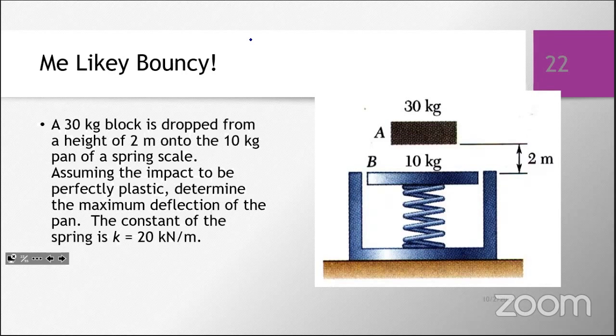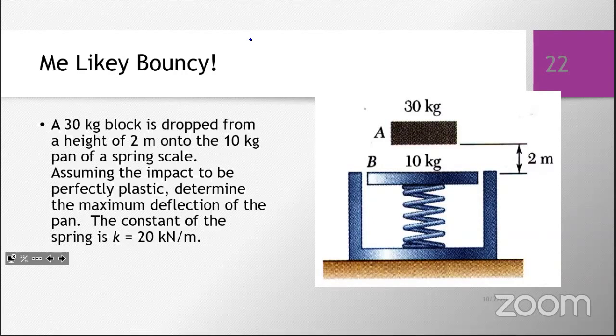So think about it. The first thing is this is dropping, so it's in free fall. Then it's going to collide with the scale. Right after collision, the spring's going to deform. Then the spring's going to come back up a little bit, so there's a little bit of give in there. We're going to use multiple different methods to figure this out.